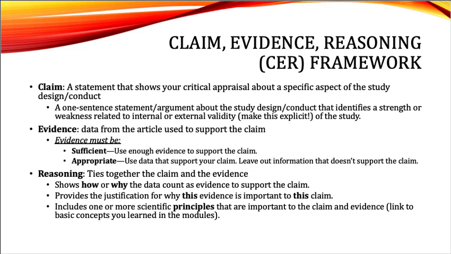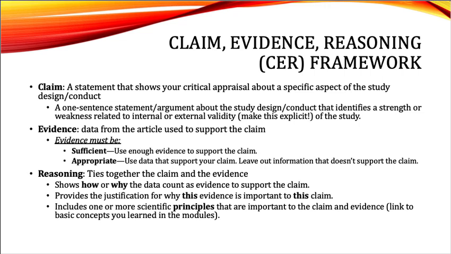So let's dig into that framework a little bit. A claim is a statement that shows your critical appraisal about a specific aspect of the study design or the conduct of the study. So it's a 1-sentence statement or argument. It's a definitive argument that is about the study design or conduct, and it either identifies a strength or a weakness, as we previously mentioned, that is related to internal or external validity, and make that explicit. There's going to be examples posted that are good and bad and what's missing about them on the OWL site as well.